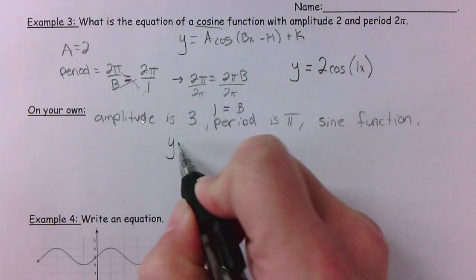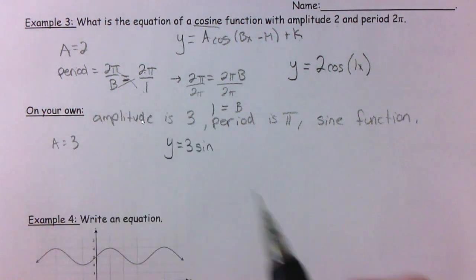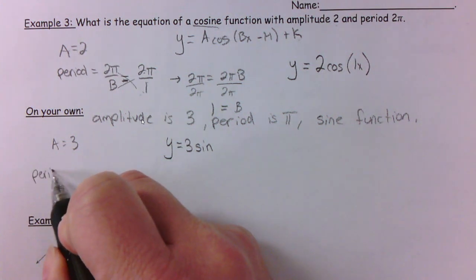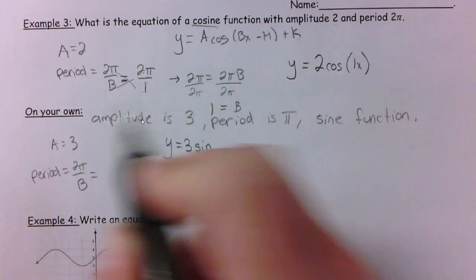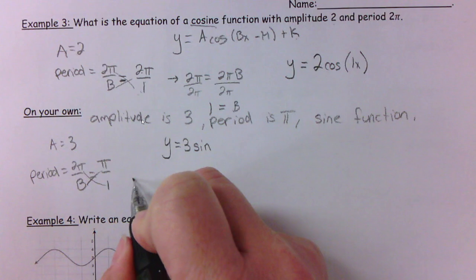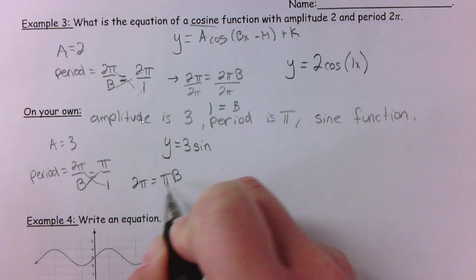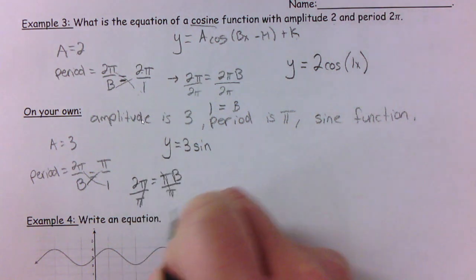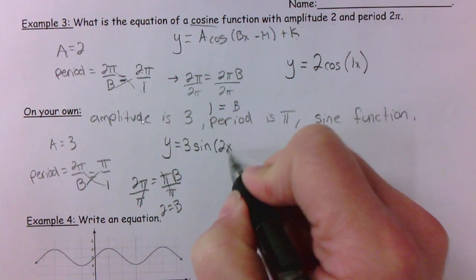So I know it's going to be y equals 3 sine, because a is 3. But to do the period, so the period equals 2 pi over b, which equals pi. I can put that over 1. So here I can cross multiply. 2 pi equals pi times b. So I just divide by pi. Those cancel out. So b is 2. So I would have 2x in the parentheses, okay?